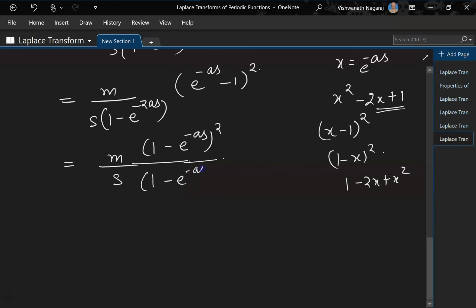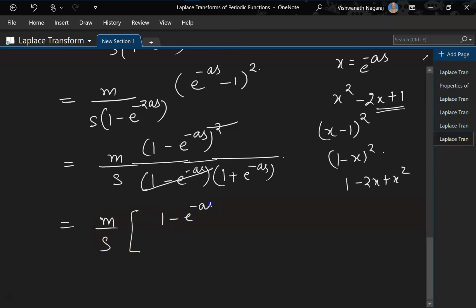Now here what I can do is I can split this into 2. So 1 plus e to the power of minus as. So again, if you multiply it, what do you get? 1 minus e to the power of minus as square, right? Square. Okay. So now this and this, one of this gets cancelled out. M by s times (1 minus e to the power of minus as) by (1 plus e to the power of minus as).